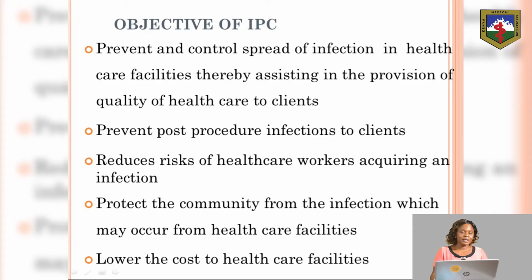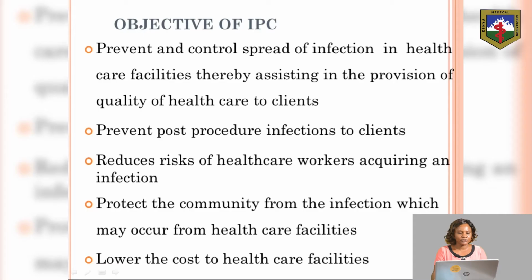Objectives of infection prevention and control. One, it can help us stop the spread of infection, thus assisting the healthcare workers in provision of quality healthcare. One cannot claim to provide quality healthcare if a patient comes and gets a hospital-acquired infection. It will also prevent post-procedure infections to clients, reduce the risk of healthcare workers acquiring infections, and protect the community from infections which may occur from the healthcare facility. It always lowers the cost of healthcare services, both to the patient and to the hospital and the family.